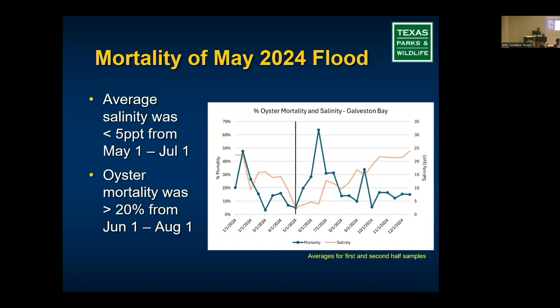Galveston Bay as a whole experienced average salinities below 5 parts per thousand from May 1st to July 1st. And as a result, our oyster mortality estimates were greater than 20% from June to August. As I mentioned previously, oysters can survive for a few weeks in those low salinity environments, which is why we don't see an immediate spike in May, but we see higher mortality the following month. And for our estimates, mortality peaked in the second half of June with an average percent mortality of 64%.